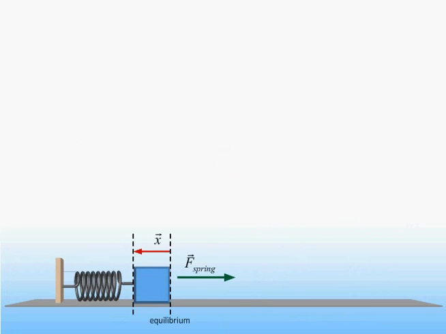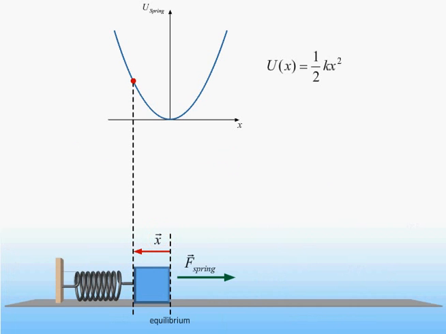We will now consider a simple example to illustrate our result that the force acting on an object at a particular location is related to the spatial derivative of the potential energy of the object at that location. Consider a mass attached to a spring as shown. Defining x to be the displacement of the mass from its equilibrium position, we see that the potential energy function for the mass is a simple parabola as shown.